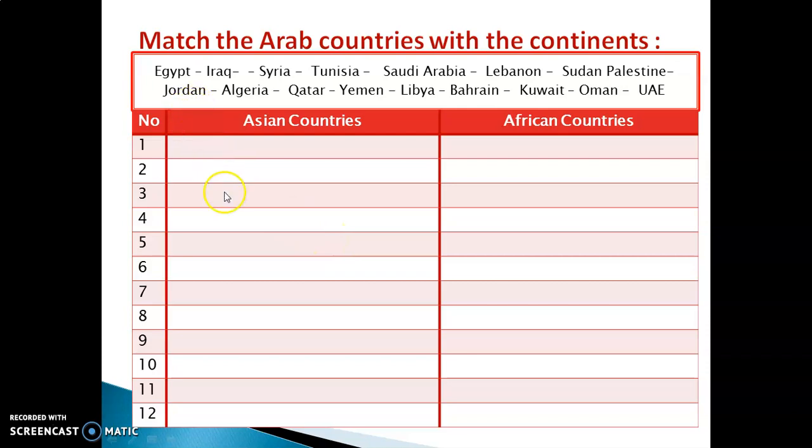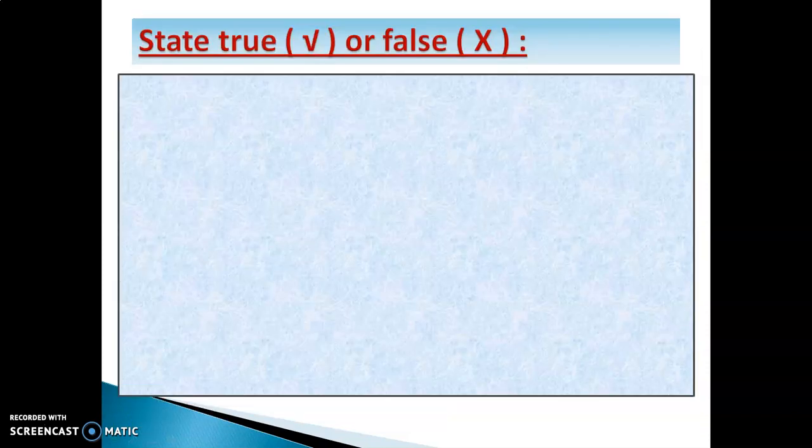Jordan is in Asian countries, Algeria is an Asian country, Qatar is an Asian one. Again, I'm sorry. Algeria is in African countries, okay? Qatar is in Asian countries, Yemen is in Asian, Libya, African, Bahrain, Asian, Kuwait, Asian, Oman, Asian, the United Arab Emirates is in Asia also, okay?